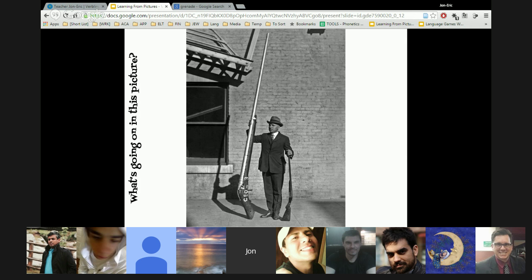Left arm. The rifle in his right hand, not arm, hand. He's holding it with his hand. The rifle in his left hand is bigger than the rifle in his right hand. Well, that's true. Yes. Bigger. Can anyone think of a better word than bigger?